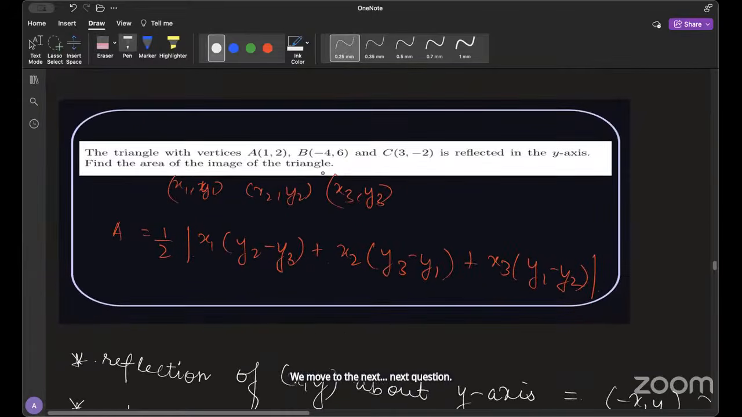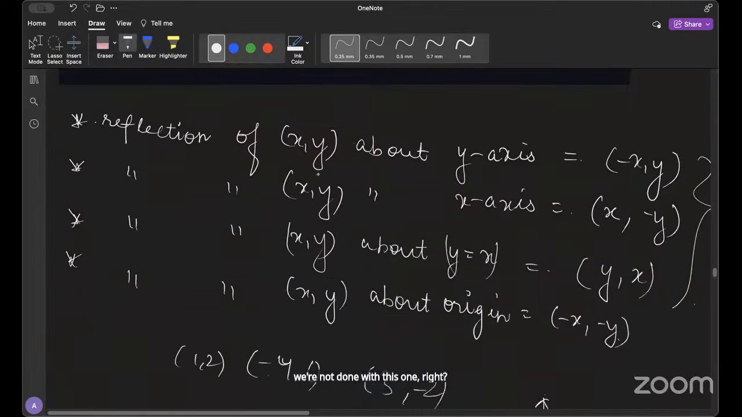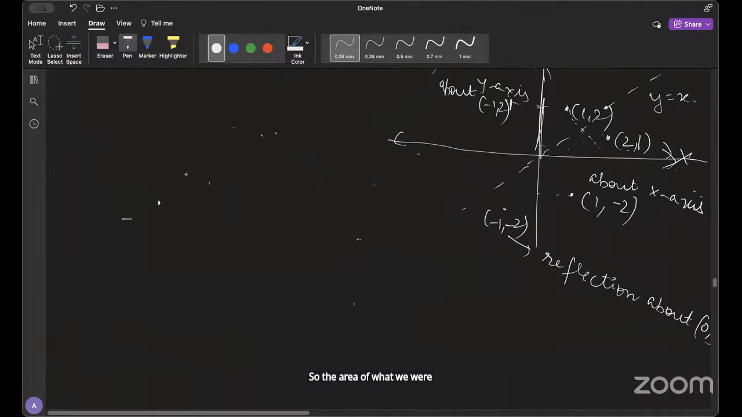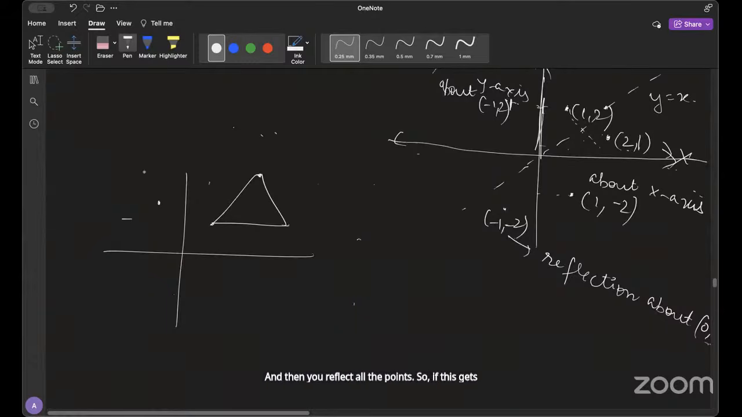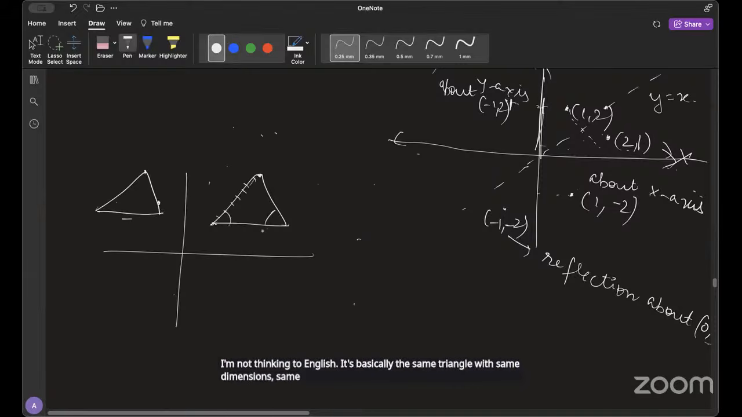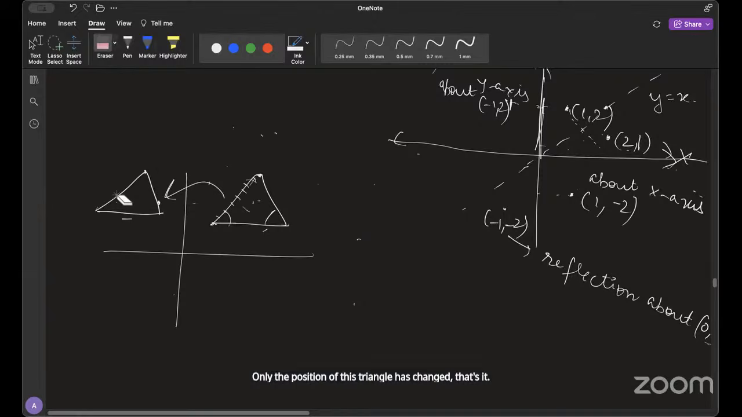Oh, we're not done with this one, right? What we were trying to say here is that if you have this triangle and you reflect all the points, so if this gets reflected about the y-axis, then every point on this line also gets reflected on the other side, right? And nothing changes. It's basically the same triangle with the same dimensions, same angles between them. What's changing is only the position. Only the position of this triangle has changed when you reflect about any of the axes.